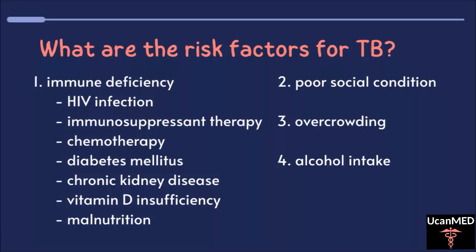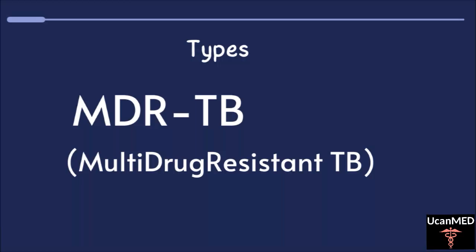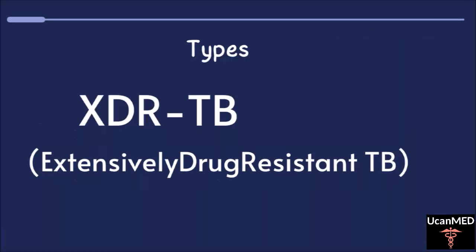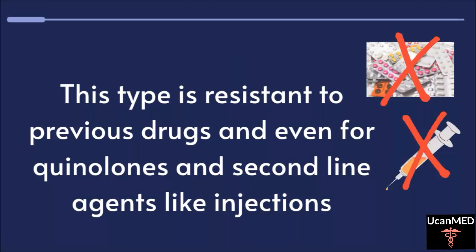Then let's talk about the types. There are two main types of tuberculosis. The first one is MDR-TB, multi-drug resistant tuberculosis, where the bacteria are resistant to rifampicin and isoniazid. And the second type is XDR-TB, extensively drug resistant TB. This type is resistant to previous drugs and even to quinolones and second-line agents like injectables.